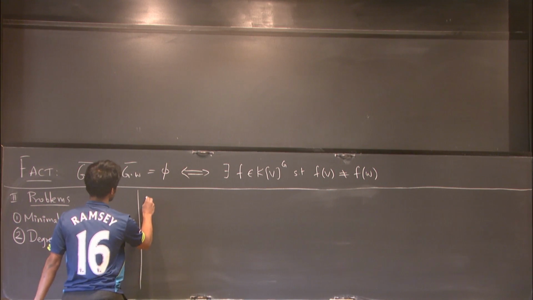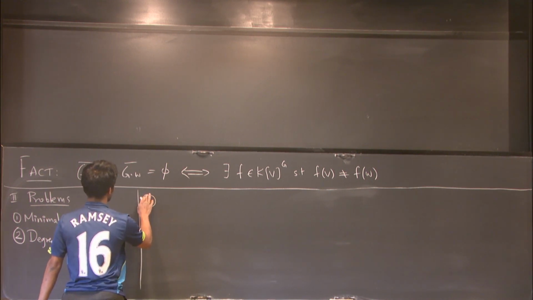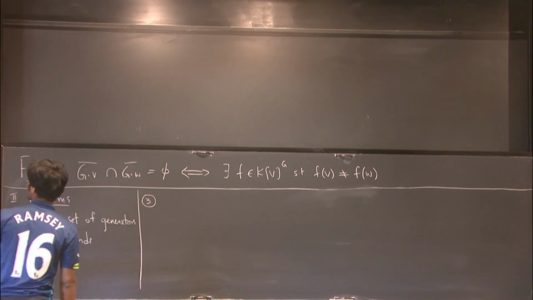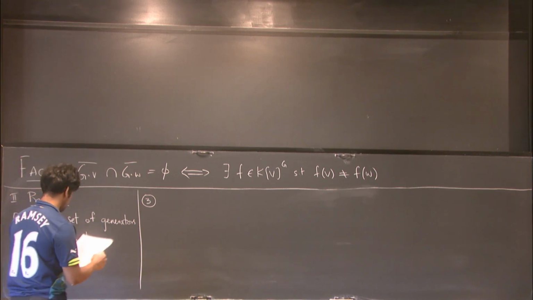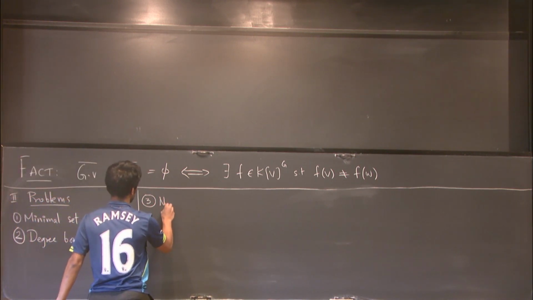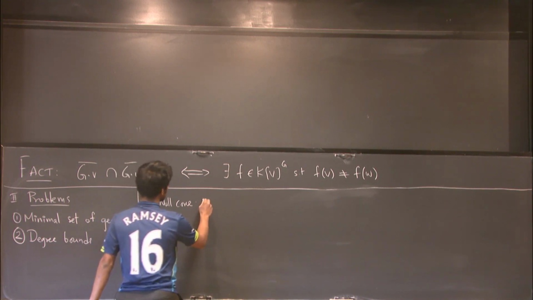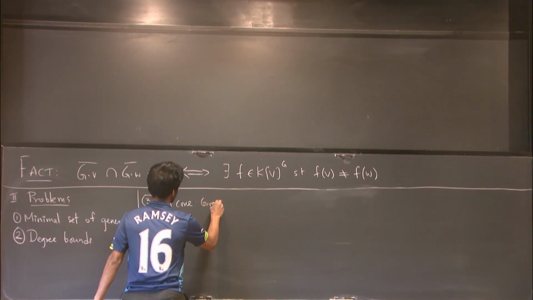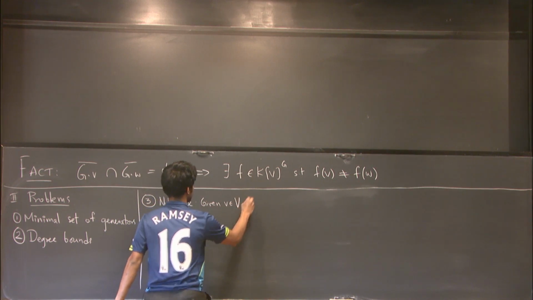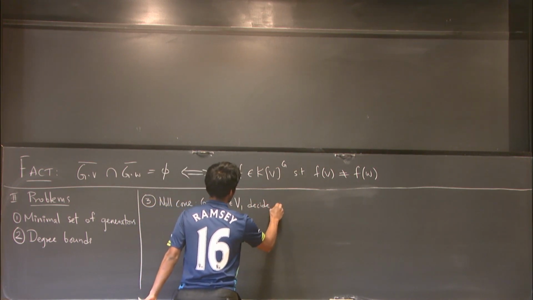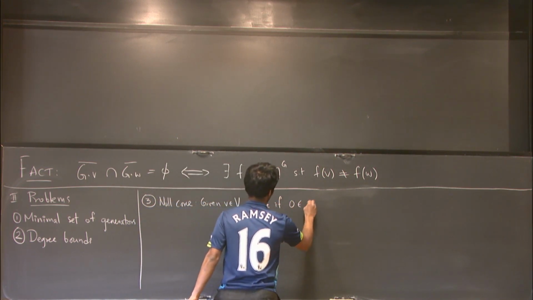Here are two more problems that look into the geometry of this action a little more, and the first one is called the null cone problem. So the null cone problem says, given some point in your vector space, you want to decide if 0 is in the orbit closure.